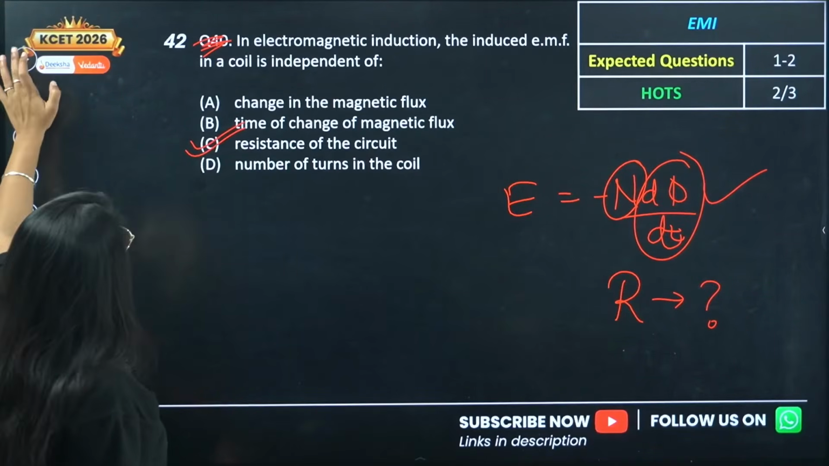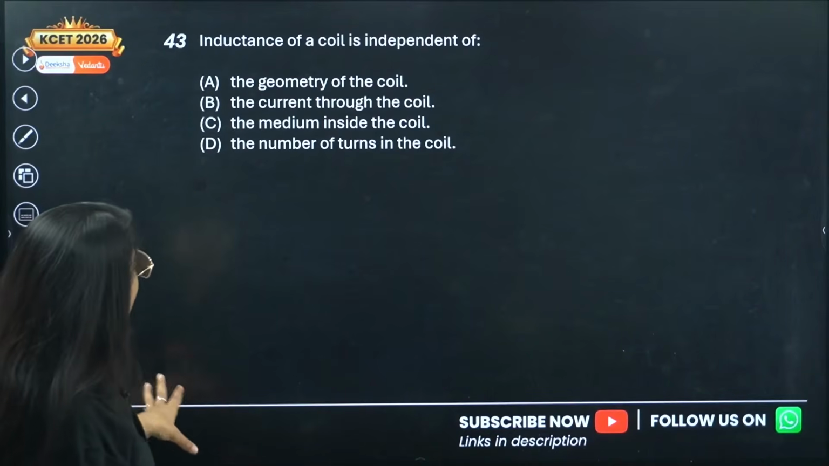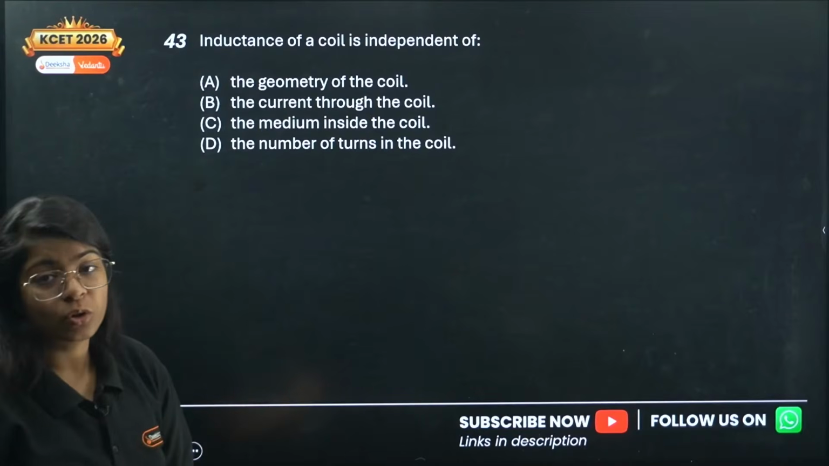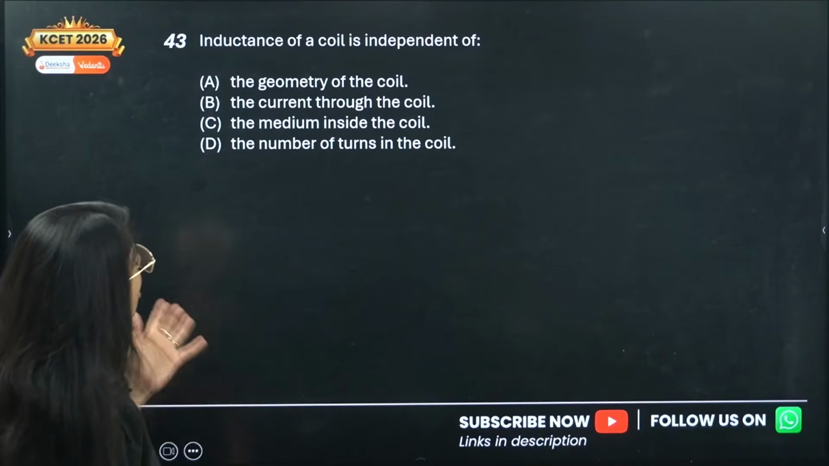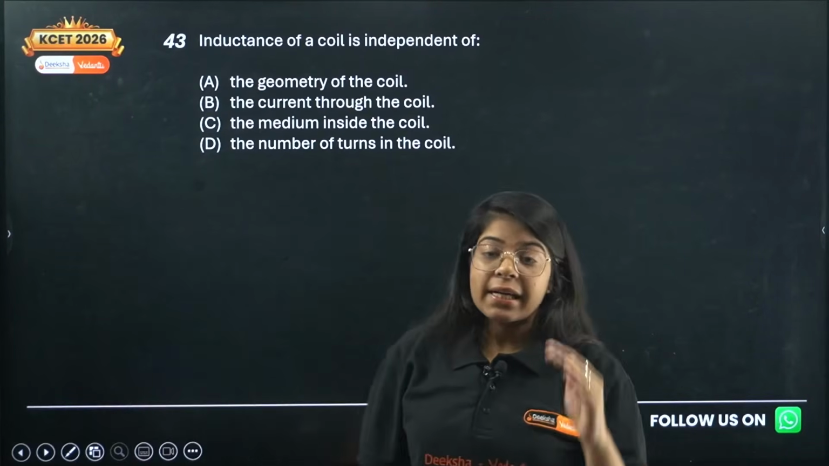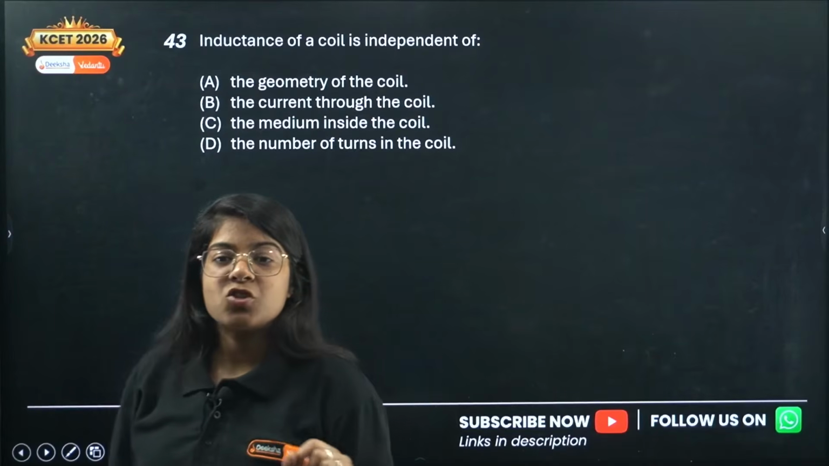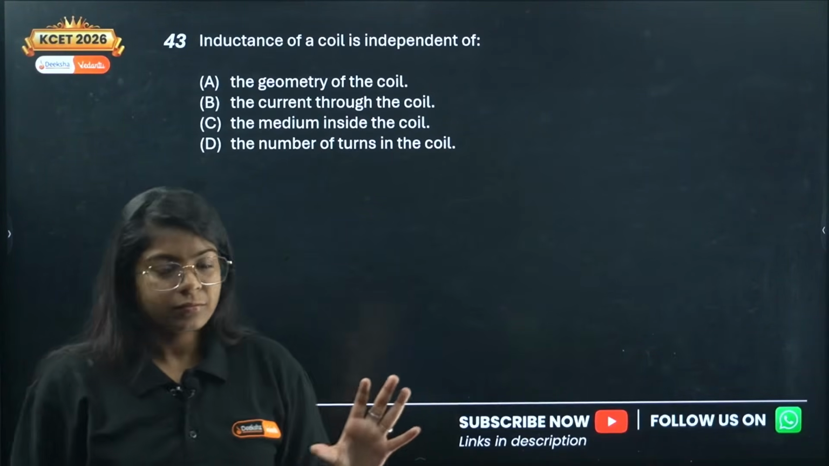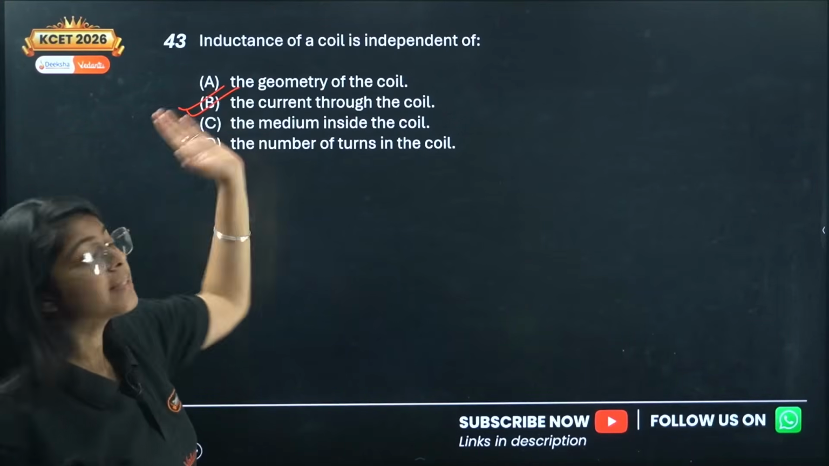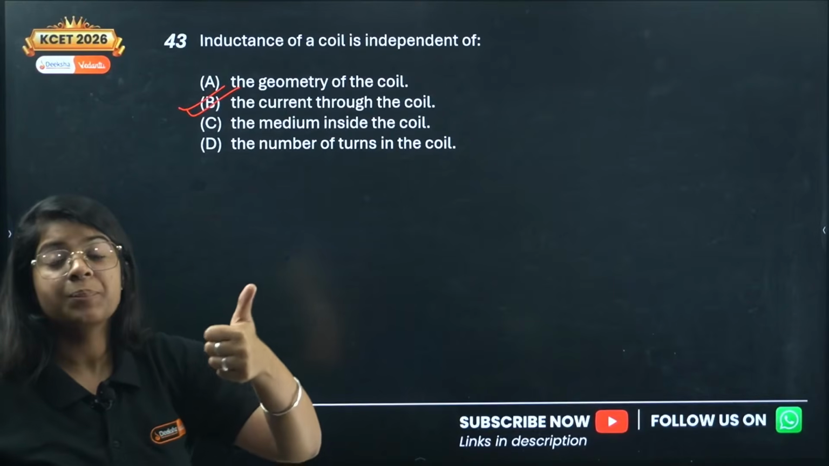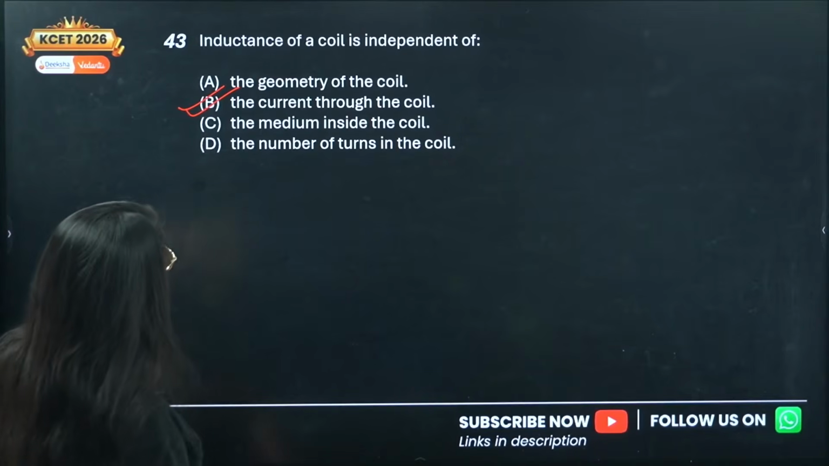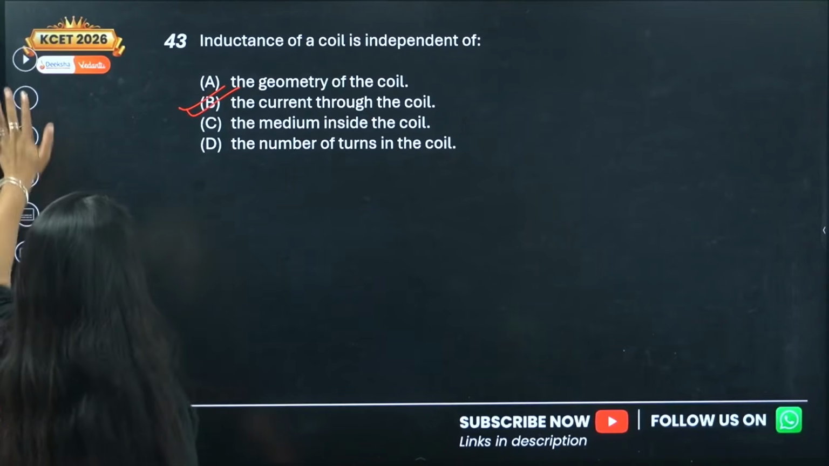Okay, next is 43rd, inductance of a coil is independent of what? The geometry of the coil, the current through the coil, the medium inside the coil, or number of turns of the coil. In this case, we know the inductance of a coil never depends on the current through the coil. Correct? So it is current through the coil. Inductance of a coil is independent of it. It definitely depends on the geometry, it depends on the medium, and it depends on the number of turns. So the correct option is current through the coil.